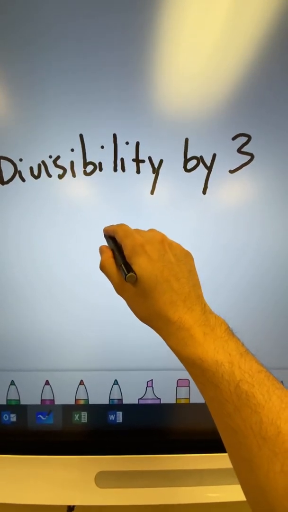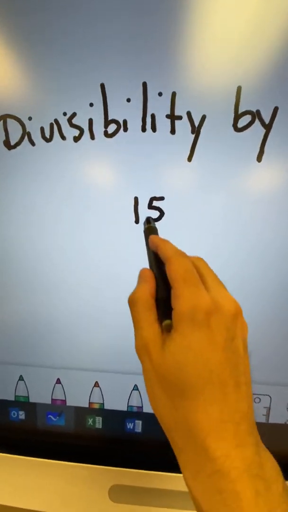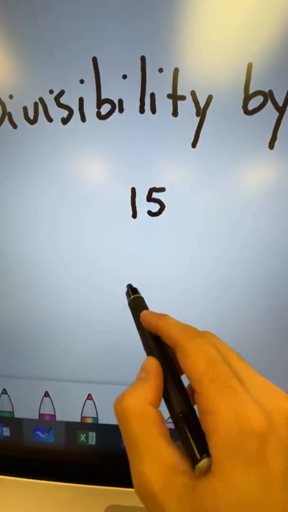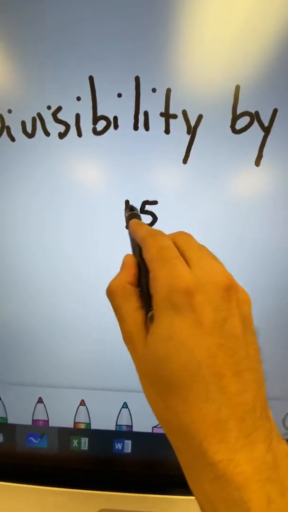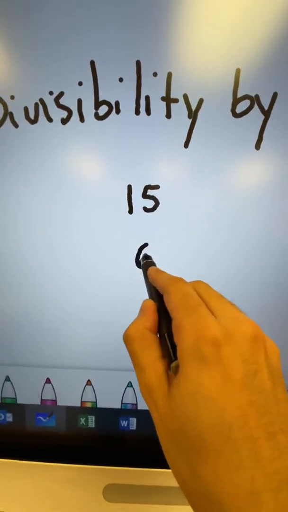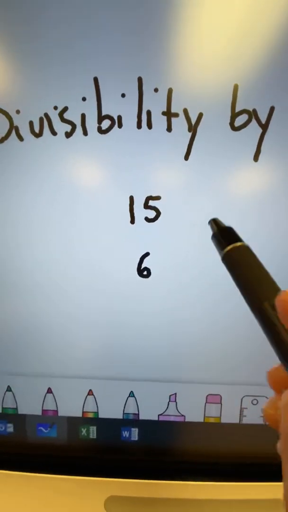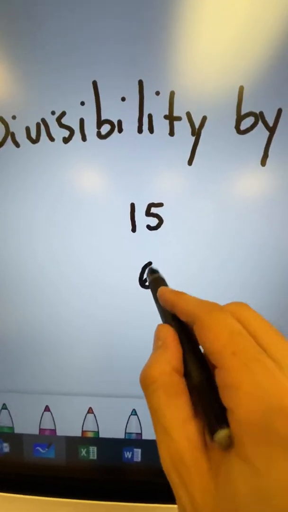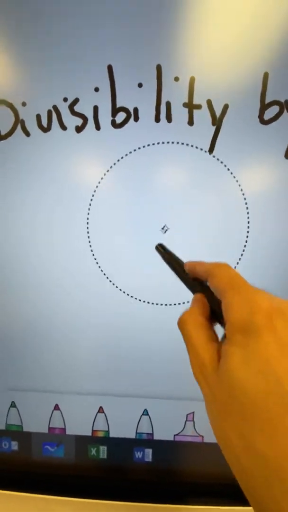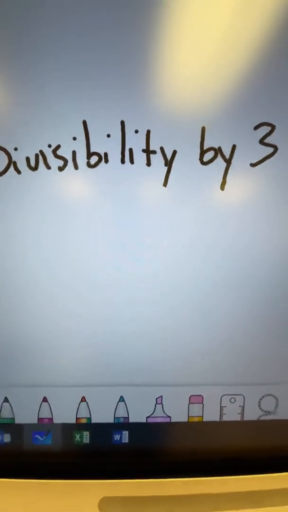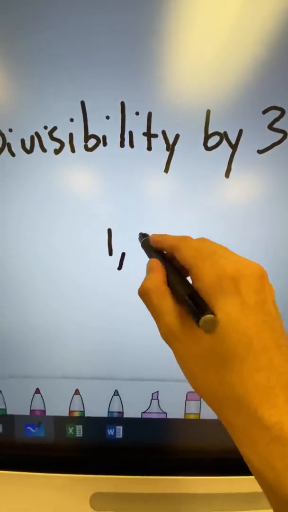Let's look at the number 15. If you take these two digits and add them together, 1 plus 5, I get the number 6, right? And I know that 6 is divisible by 3 because 3 times 2 is 6. And since 3 divides into the sum of these two, I know 3 could go into 15. So if you know your multiplication facts, you don't really need to know this rule, but it comes into play, I notice, when it comes to really big numbers.